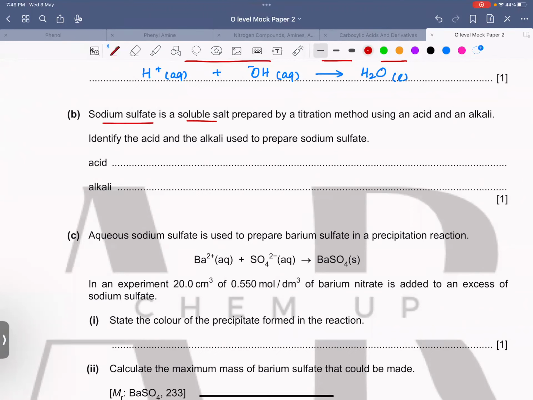Sodium sulfate is a soluble salt prepared by titration method using an acid and an alkali. Identify the acid and alkali used to prepare sodium sulfate. So sulfate comes from sulfuric acid, and it's a sodium salt, so sodium must come from sodium hydroxide.